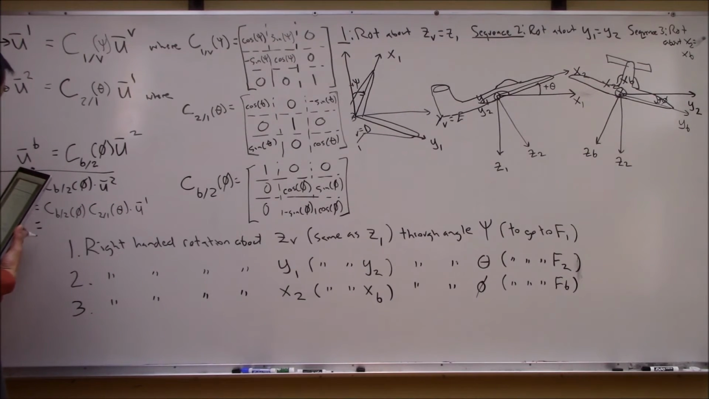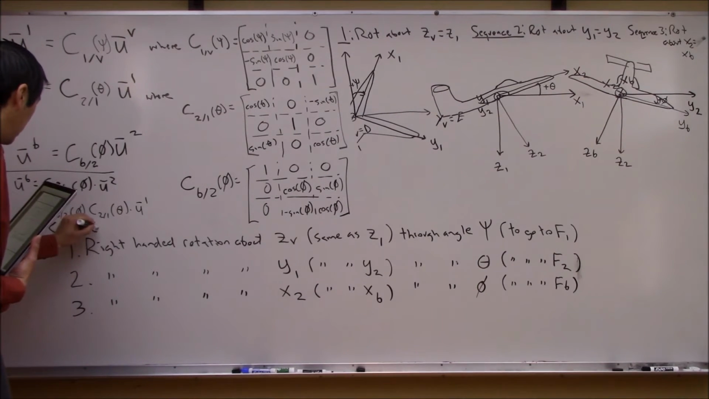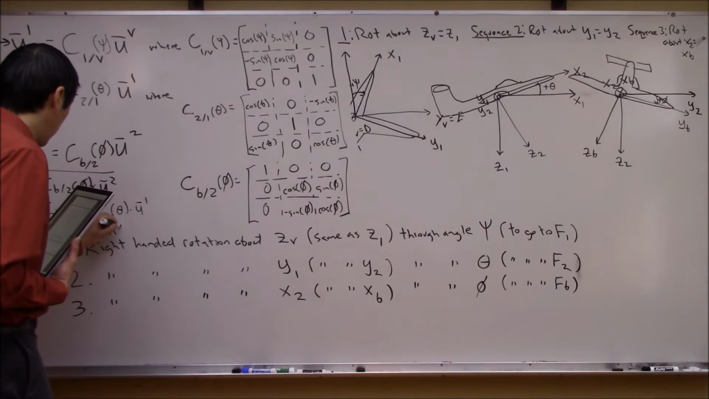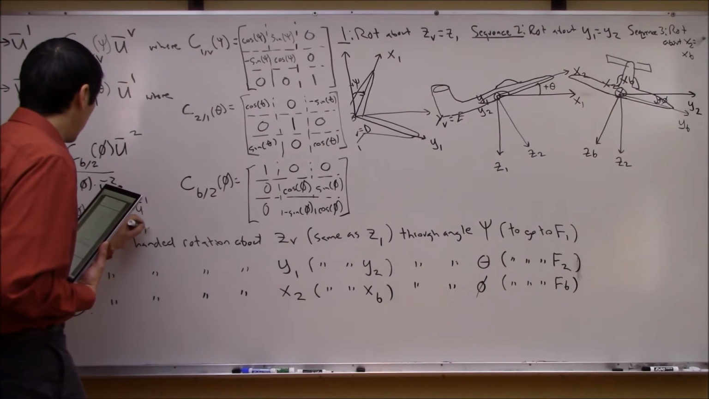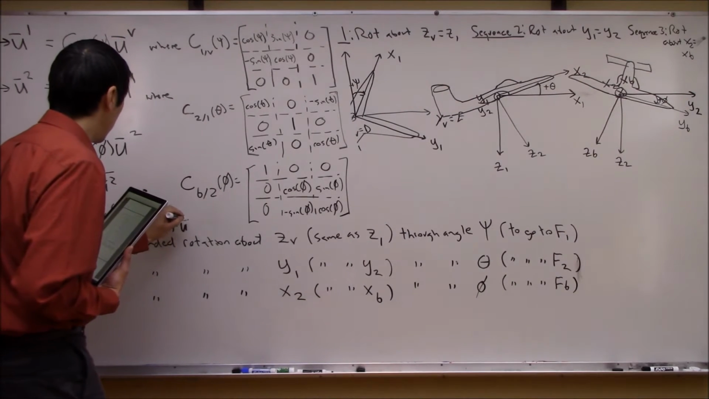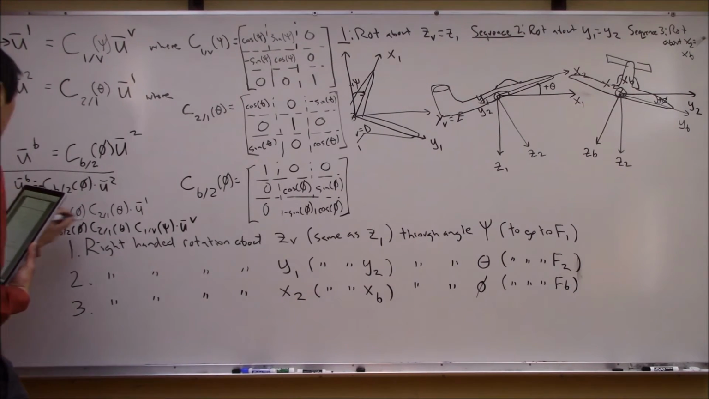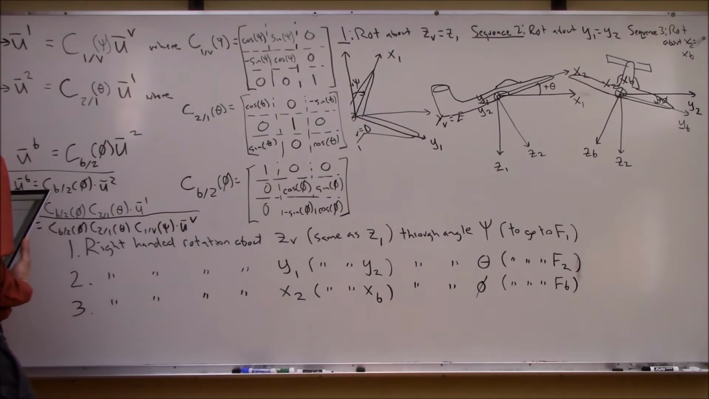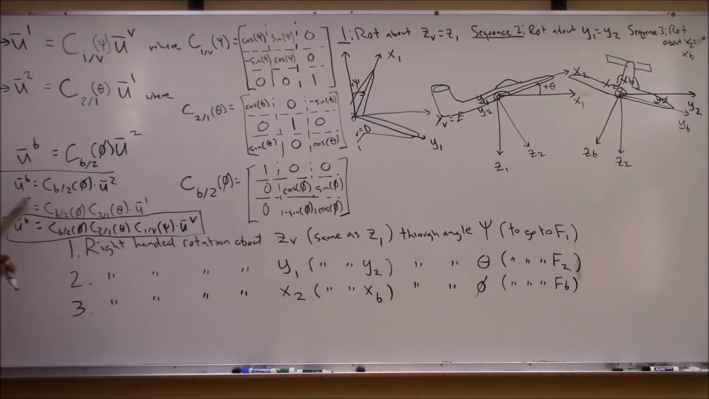And again, I'm running out of room. I hope this is going to fit. CB2, let me see if I can draw this cleanly. C21 of theta, and our expression for U1 is going to be C1V of psi times UV. Perfect. And now let's box this thing up, and maybe I can fit everything onto the board.